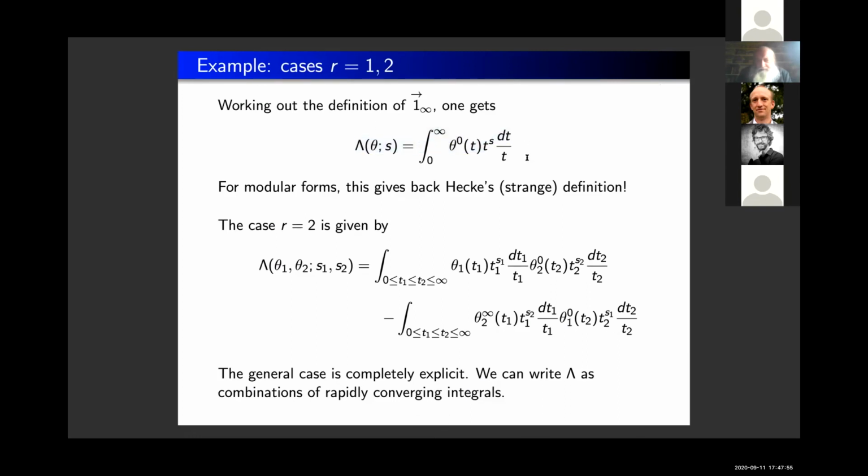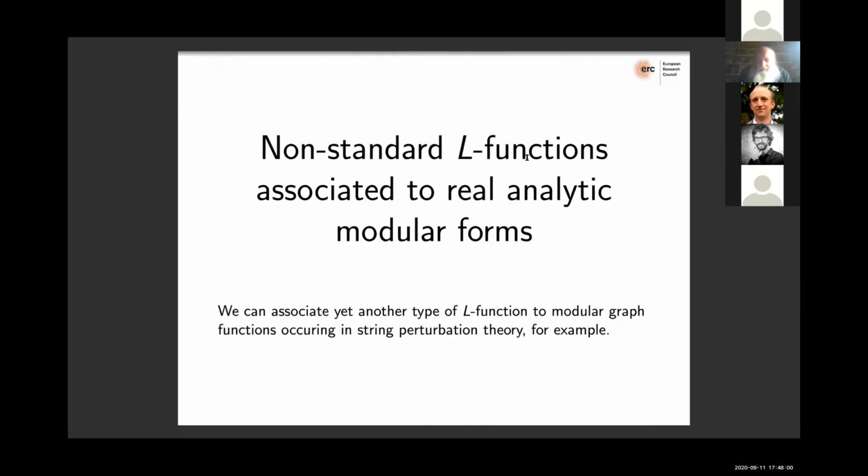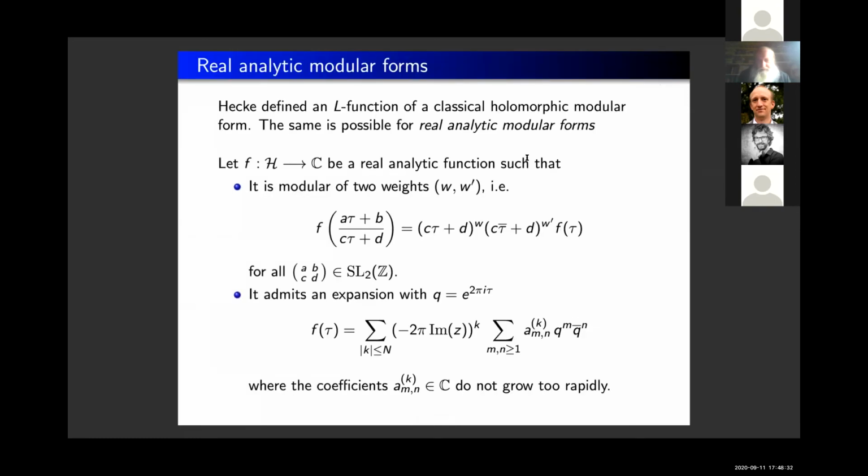And his recipe to get the function lambda from F is basically a Mellin transform. So we can do the same thing, but we can try this not with a holomorphic modular form, but with a real analytic modular form. This is a priori something completely different. And the relevance to this conference is that you could take a modular graph function that occurs in genus 1 string perturbation theory, about which we've heard many talks, or you could take a modular graph form, and that's going to give you an L function. Okay, so let's do it.